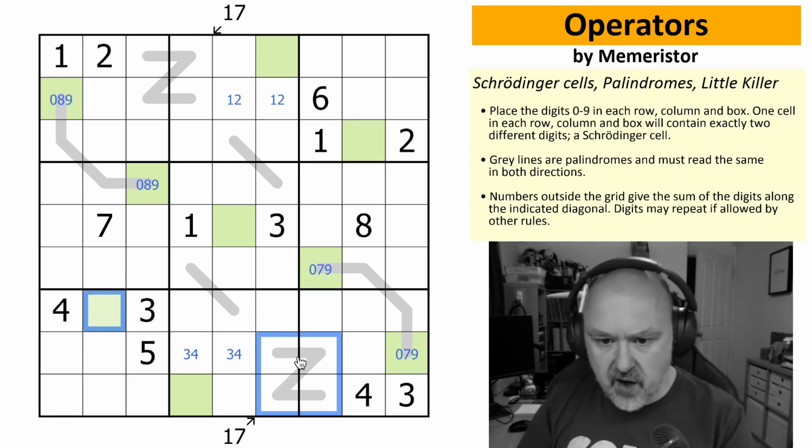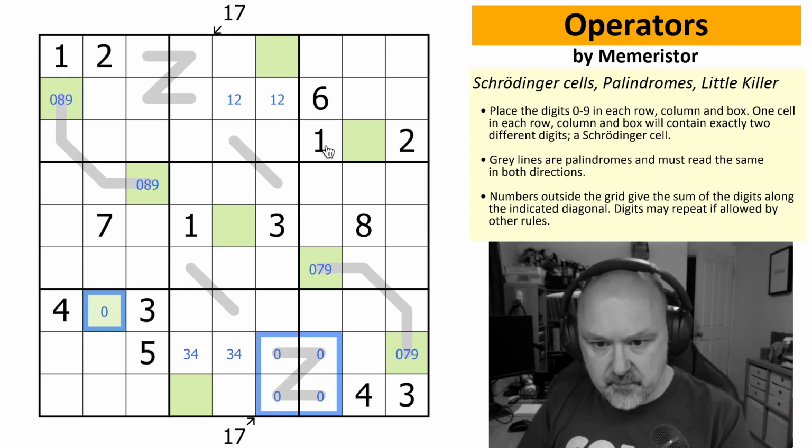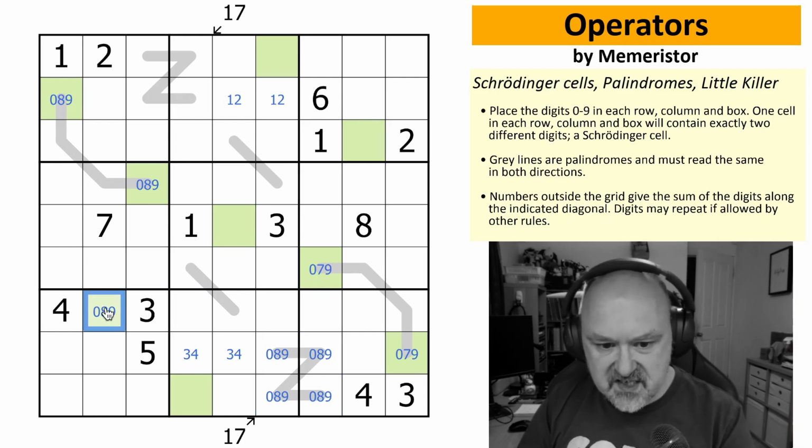They can't be 1. Sorry, they can be 0. There's no zeros in the grid. They can be 0. They can't be 1. They can't be 2. They can't be 3. They can't be 4. They can't be 5. They can't be 6. They can't be 7. They can be 8. They can be 9. So this is 0, 8, or 9.